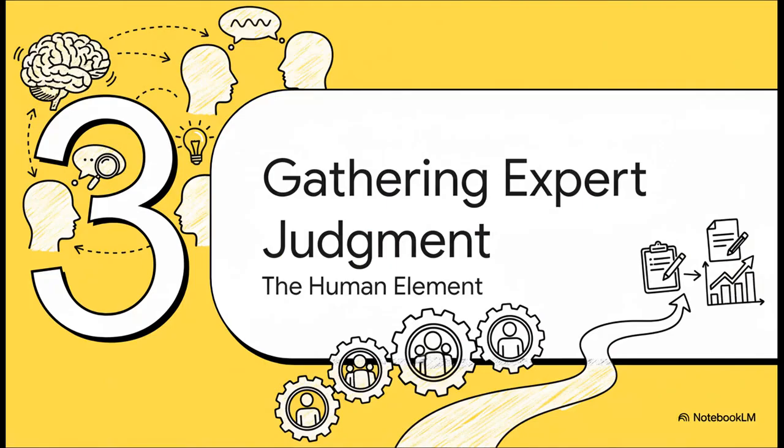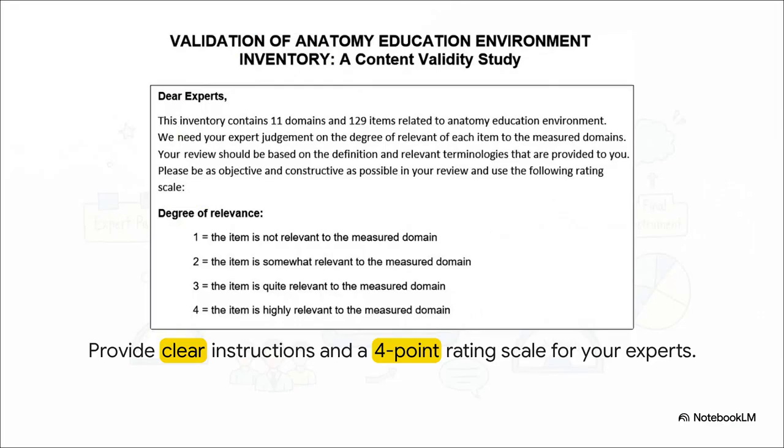Now, this whole thing isn't just about crunching numbers. It's about people. The real strength of this process comes from tapping into the focused knowledge of experts. This human element is really where it all begins. So if you want good data from your experts, you've got to give them crystal clear instructions. Their task is pretty straightforward. Rate each question on a 4-point scale of relevance, from not relevant all the way to highly relevant. This just makes sure everyone's on the exact same page from the get-go.